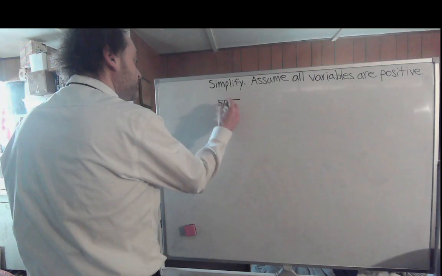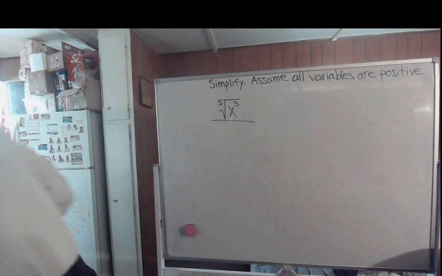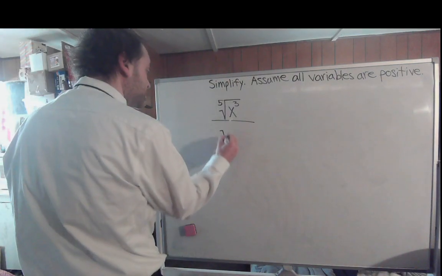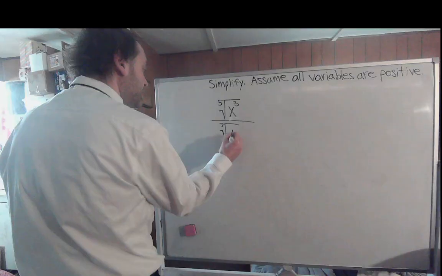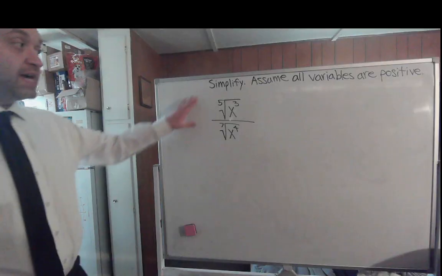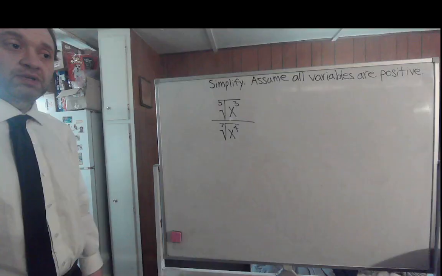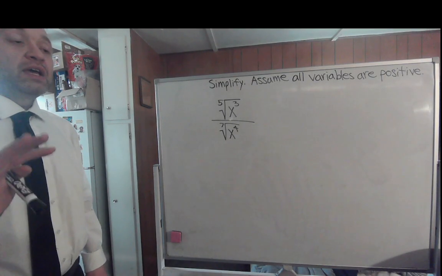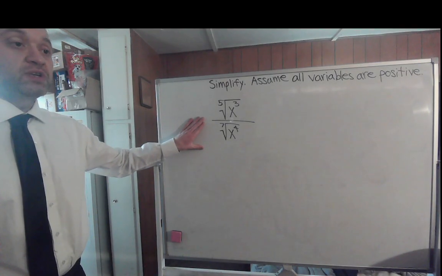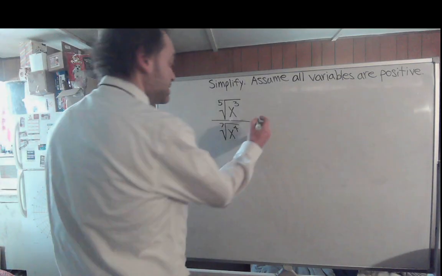All right, so we have the fifth root of x to the third divided by the seventh root of x to the fourth. So we have different roots in the numerator and denominator. How the heck are we going to deal with this? In that situation, when you have different roots, I'm going to suggest you convert this into rational exponent form. You'll see why in a minute.